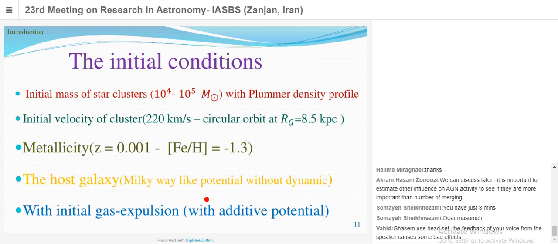We performed simulations with different initial cluster masses in the range of 10^4 to 10^5. All clusters move on circular orbits with circular velocity 220 km per second at a galactocentric distance of 8.5 kiloparsec. Clusters form in a metal-poor environment. We have the tidal field effect and the gas expulsion effect.